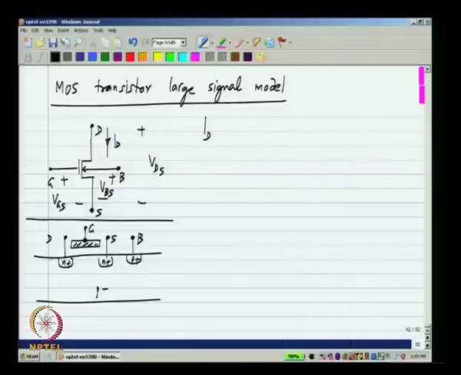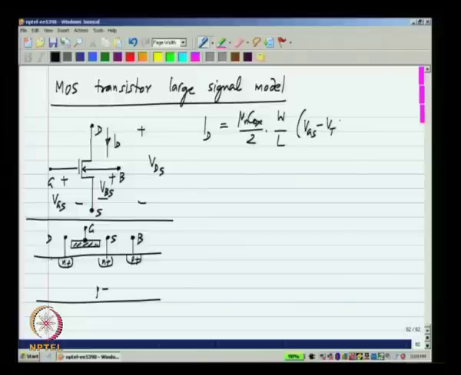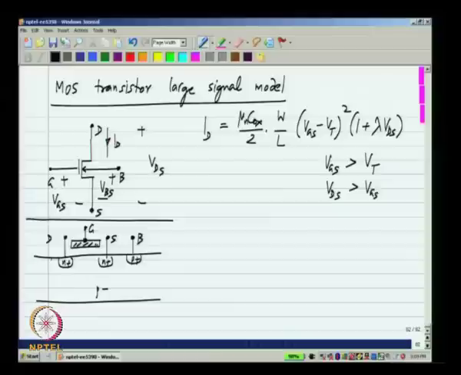So, the current ID which goes into the drain and comes out of the source, it turns out that the gate current and bulk current are negligible in most cases, is given by mu_n C_ox by 2 W by L (VGS minus VT) squared times (1 plus lambda VDS). Okay. This is the model when VGS happens to be more than some parameter VT, the threshold voltage, and the drain source voltage is greater than VGS minus VT. Okay. This is known as the saturation region.